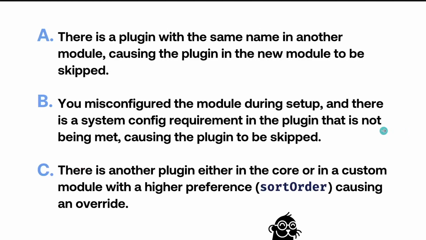We have A. There is a plugin with the same name in another module, causing the plugin in the new module to be skipped. Then B. You misconfigured the module during setup, and there is a system config requirement in the plugin that is not being met, so it's causing the plugin to be skipped. Finally, C. There is another plugin, either in the core or in a custom module with a higher preference or sort order, causing an override. So the three possible options that we have.